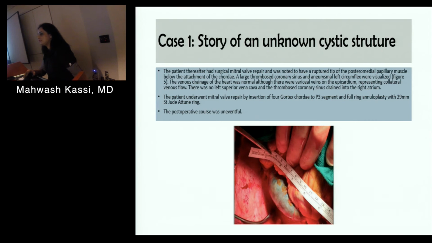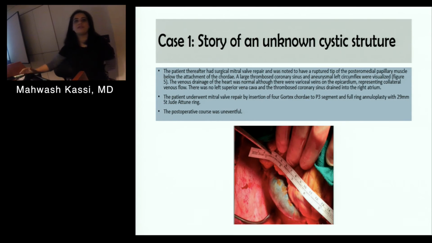On this picture, is that his coronary sinus there or circumflex? That's the coronary sinus. So you don't do anything with it, you just leave the thrombus? Yeah, you just leave it, then you put them on anticoagulation.